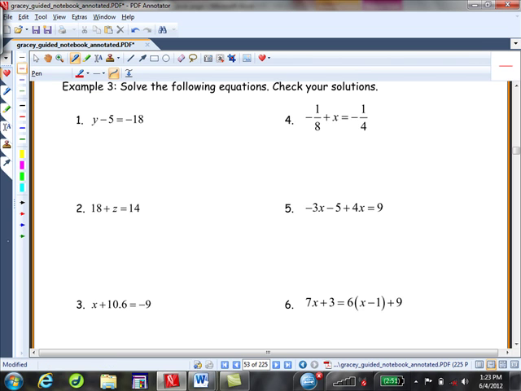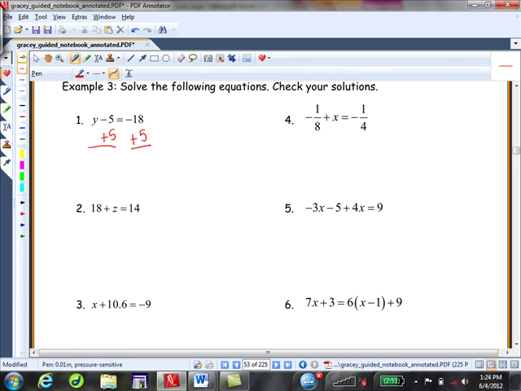So in this case, our goal in order to solve is to isolate the variable. In the case of number 1, the variable is y. So how would we isolate y? Good, we would add 5 to both sides. So we have to add 5 here, and in order to balance that out, we need to add 5 to the other side. What I showed you here is using this property by adding vertically.